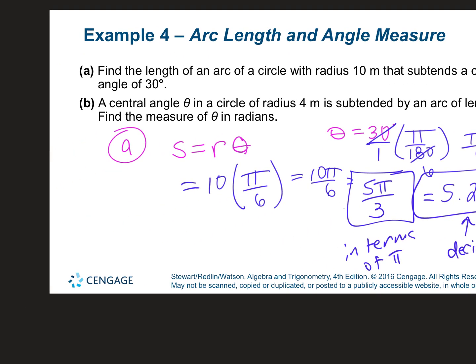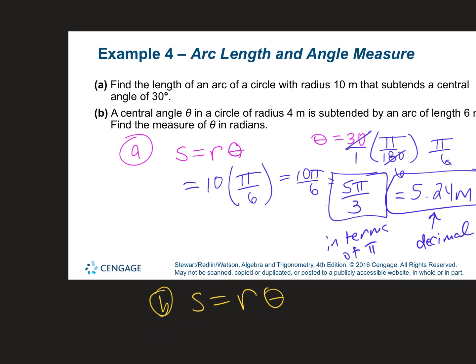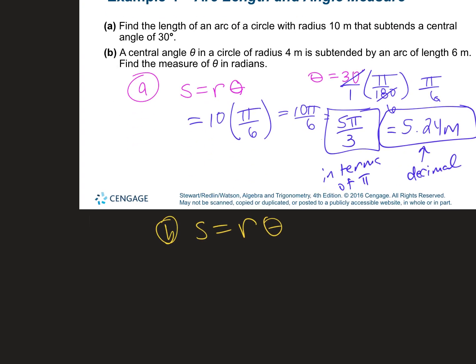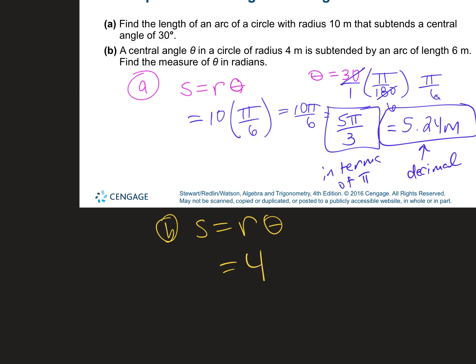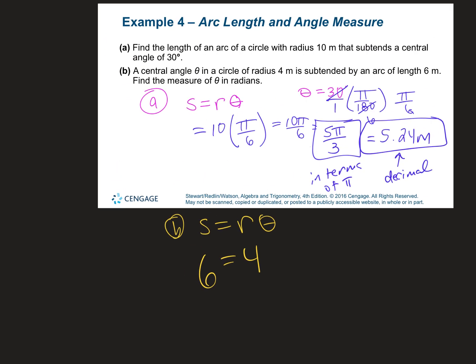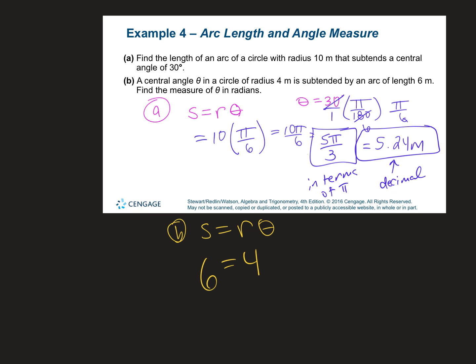All right, let's look at B. B is a little bit different. Ready? We're talking about arc length. So S equals R times theta. What did they give me? A central angle theta in a circle with a radius of 4. So they told me R was 4. Subtended by the arc length is 6. What am I looking for? Do I know what theta is? It says find the measure of theta in radians.